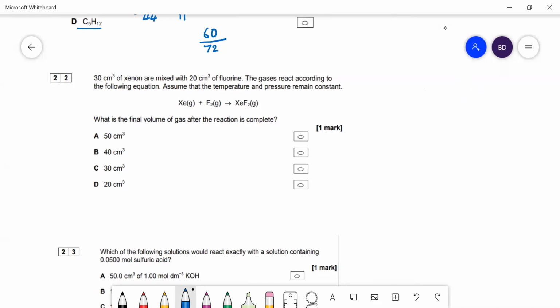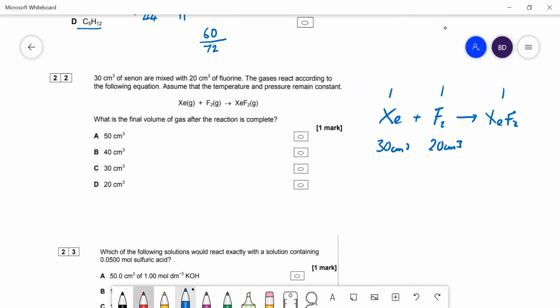We've got xenon reacting with fluorine to form XeF2. So it's 1 mole of that, and 1 mole of that gives you 1 mole of that. So we've got 30 centimeters cubed of xenon and 20 of fluorine. So that means we've got more moles of xenon than fluorine. The xenon is in excess.